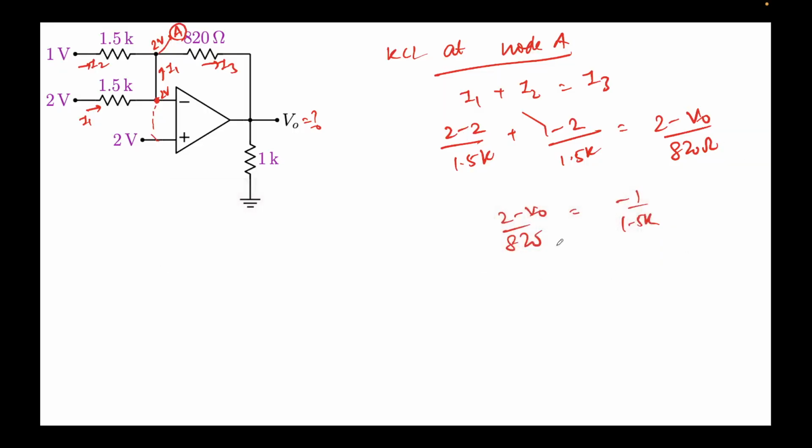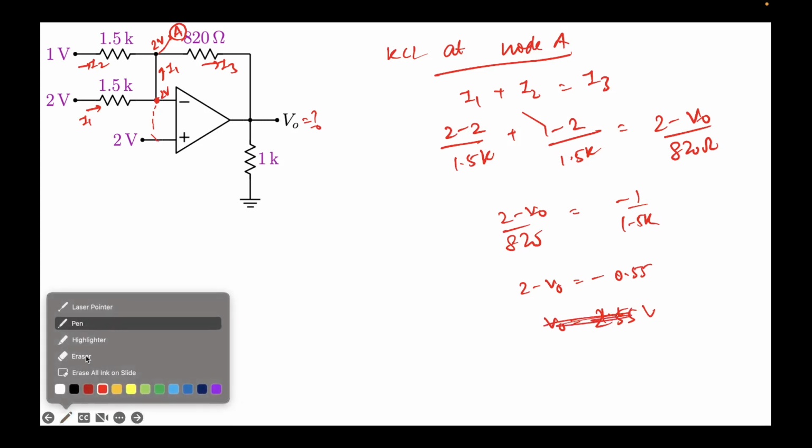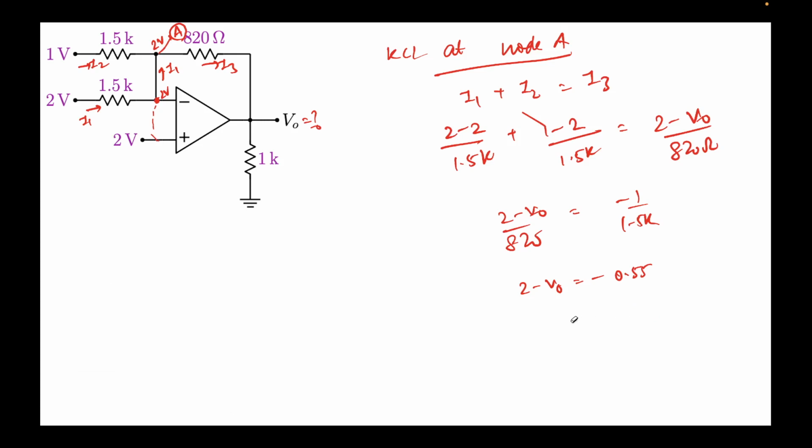So 2 minus V0 over 820, and from here, let me solve this. 820 over 1500 comes out to be 0.55. So 2 minus V0 equals minus 0.55. From this I'll get V0 equal to 2.55. I'll write it again: V0 coming out to be 2.55 volts.